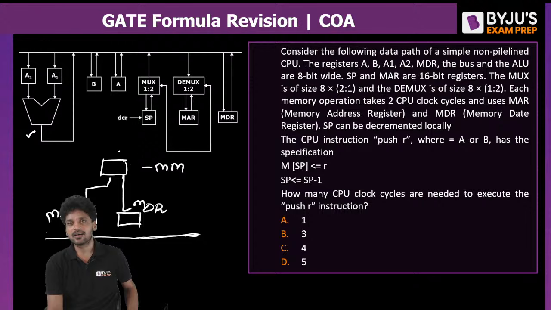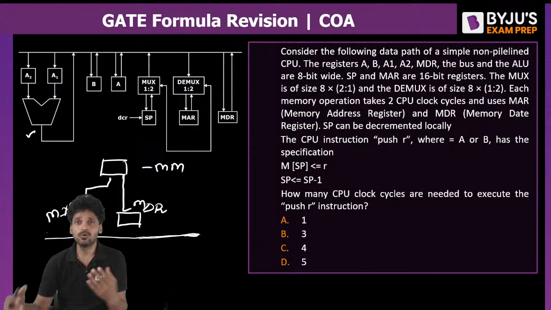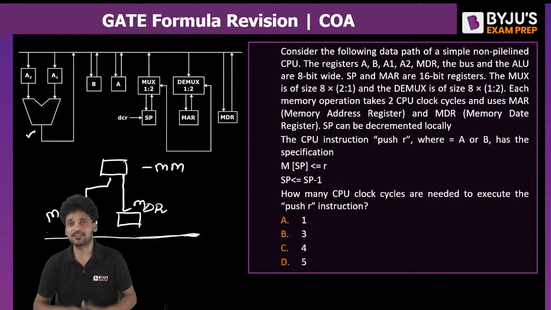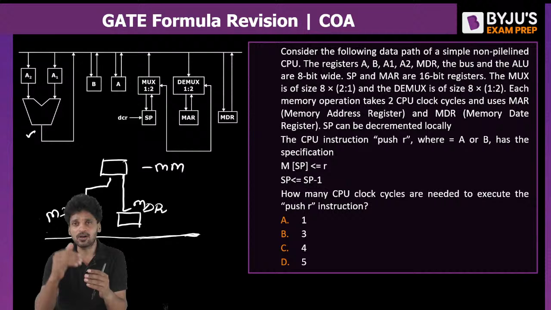That address will be transferred. I'm a CPU, okay? For example, there is Lokesh, who is my address register. There is Soumya, who is my data register. Lokesh is my memory address register, Soumya is my memory data register. These are the two intermediate guys I always use whenever I want to access main memory. So whenever I want to access main memory, I will have an address. That address I will give to Lokesh.